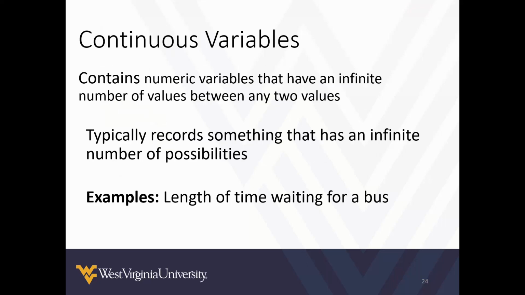Continuous variables are numeric variables that have an infinite number of values between any two values. And it typically records something that has an infinite number of possibilities. So, for example, the length of time waiting for a bus is considered a continuous variable. Because if you arrive at a bus stop, you could be waiting 2 minutes, 5 minutes, 30 seconds, 5.23567 minutes. The bus could never come. You could be waiting an infinite amount of time.